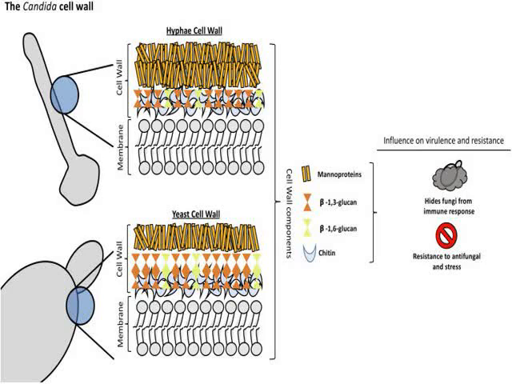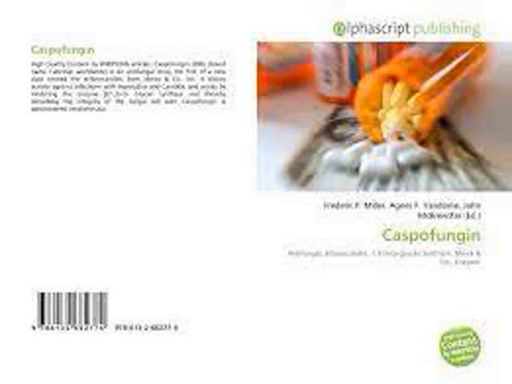Resistance in C. albicans has been described, but is currently still rare. The mechanism is probably a point mutation in the beta-D-glucan synthase gene.